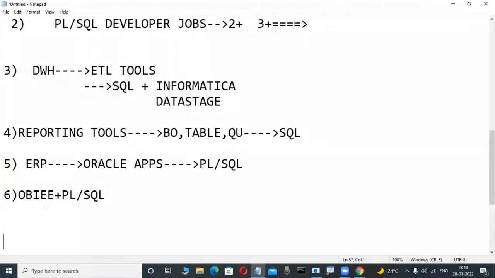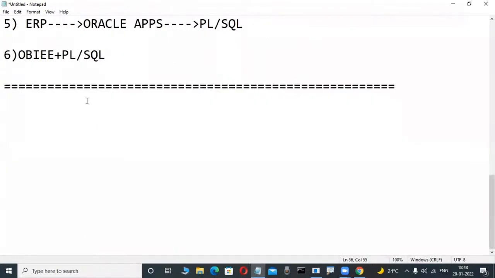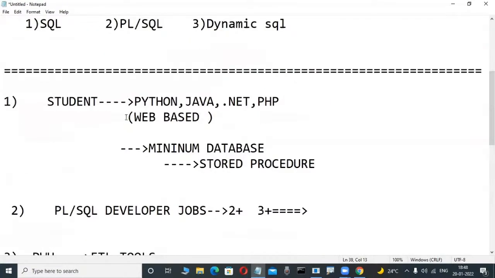Again, different persons: suppose you are not interested in the programming side and want administration jobs. In that case, there are DBA courses: Oracle DBA, SQL Server DBA, MySQL DBA, database administration courses. These persons also need minimum SQL knowledge before learning those courses.